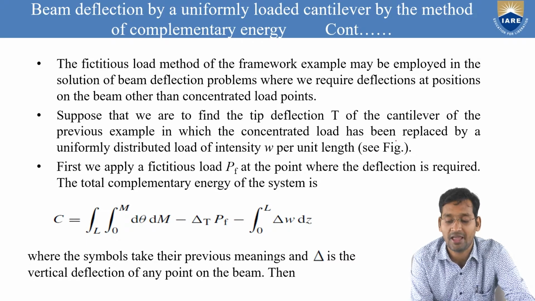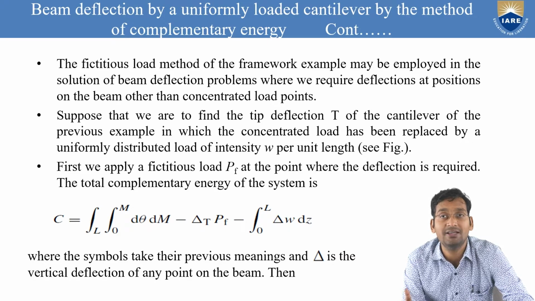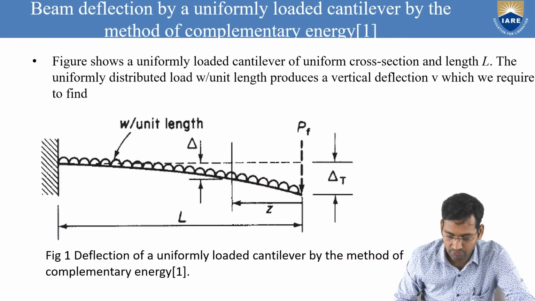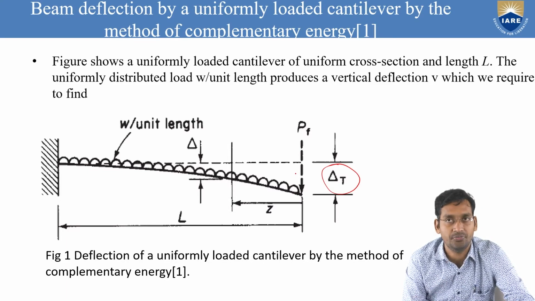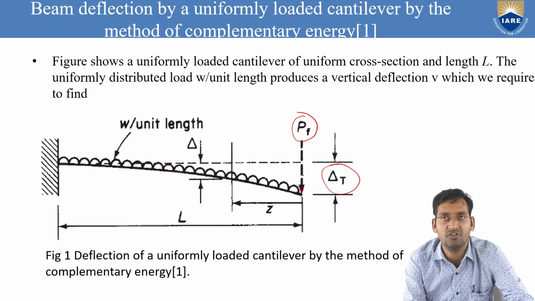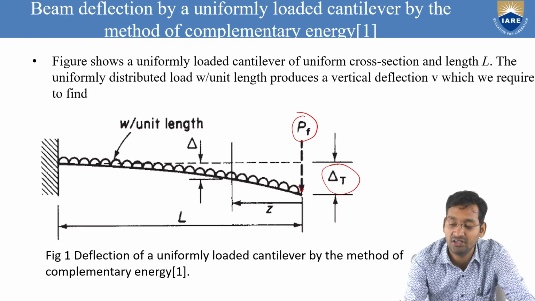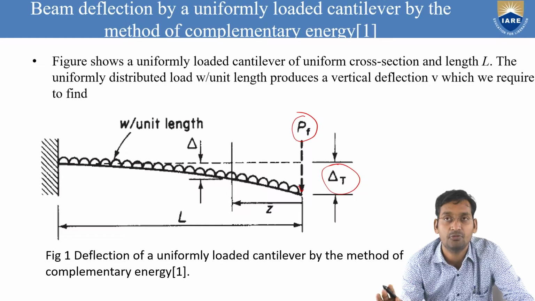In which the concentrated load had been replaced by a uniformly distributed load of intensity w per unit length. Means now in this case that concentrated load or point load is replaced by the uniformly distributed load. And we assume one fixed load acting at the tip because we are finding deflection at that point, right? In the previous case we didn't assume this one. Why? Because at that point the force was already there. It's not required that we add a fixed force.